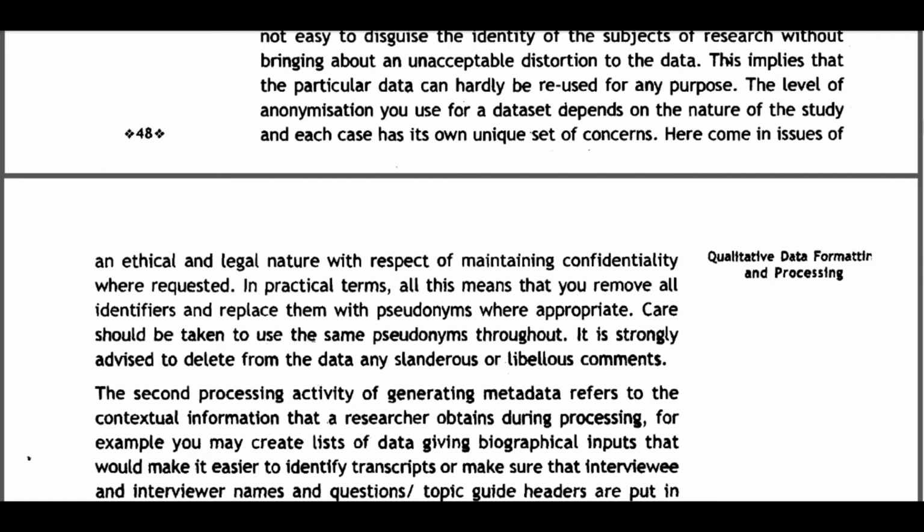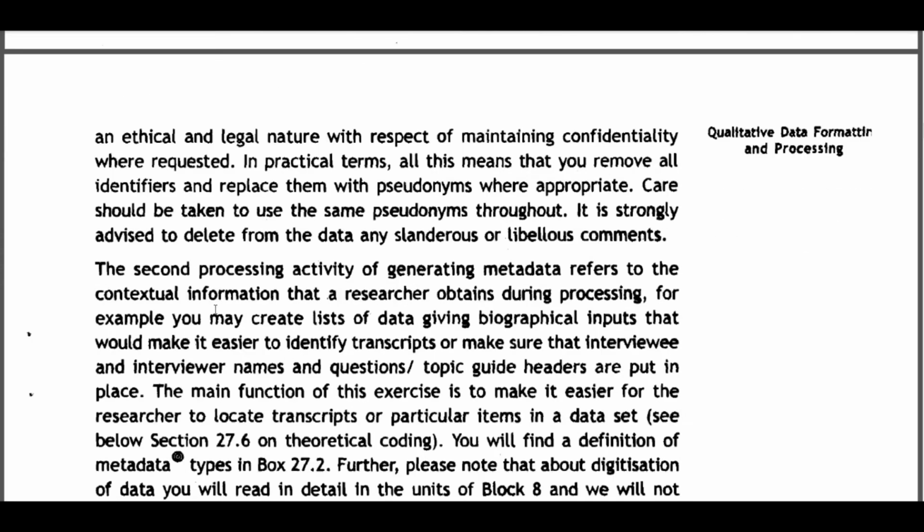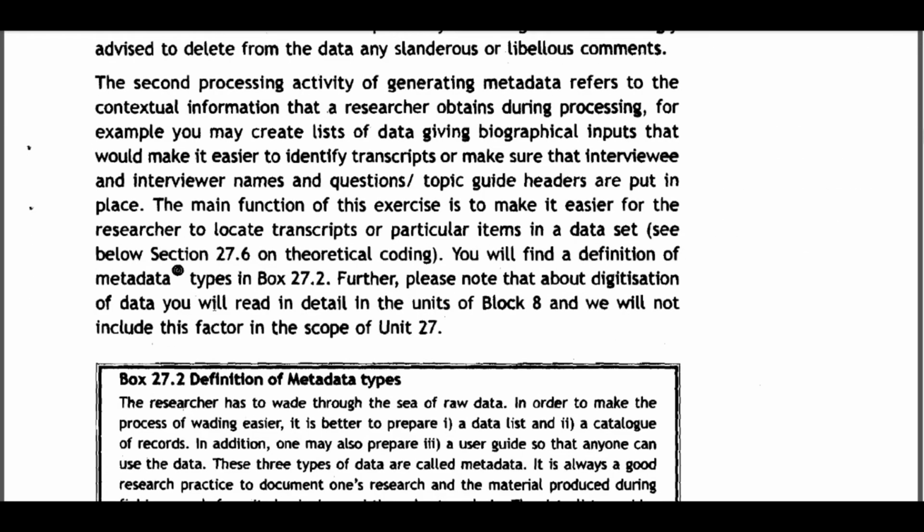Care should be taken to use the same pseudonyms all throughout. It is strong advice to delete from the data any slanderous or libelous comments. The second processing activity, generating metadata, refers to the contextual information that the researcher obtains during the process.